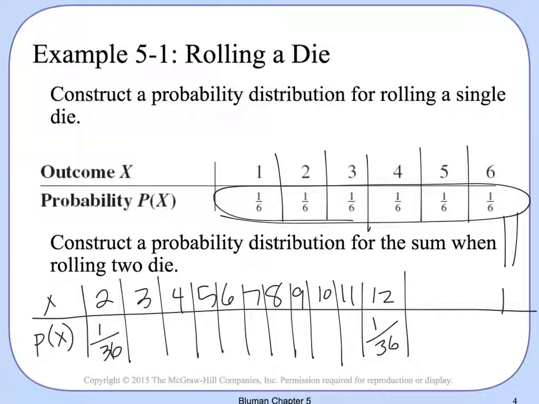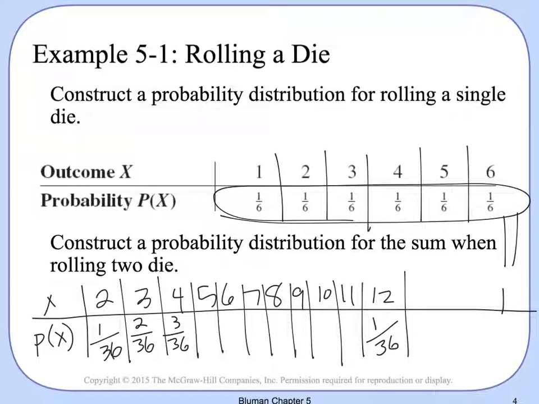So let's think about it. Rolling a 3, what are some of the outcomes that would give you a 3? A 1 and a 2, and a 2 and a 1. So there's 2 ways you can get a 3 out of 36. How many ways are there that you can get a 4? 3. A 1 and a 3, a 3 and a 1, or a 2 and a 2. So there's 3 out of 36.